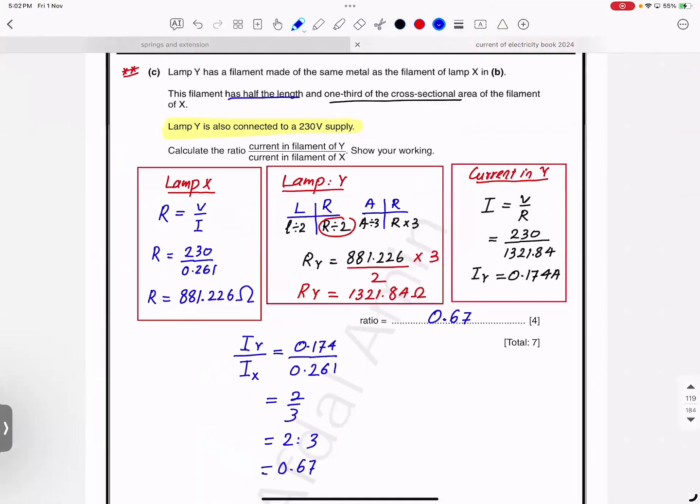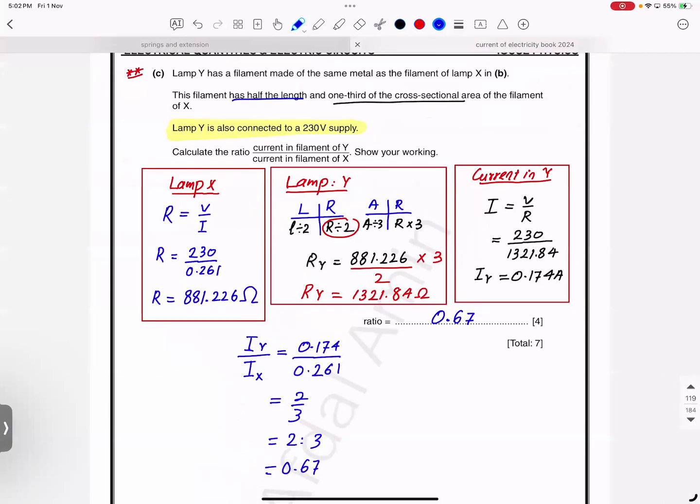Choice is yours. Before I did the question, I told you to put double star on this question. So you can review this, you can rewatch whenever you want. This is the proper way. First we found the resistance of X. Using the length and area factor, we found the resistance of Y. Then we found the current. And after finding the two currents, we divided them and got their ratio. Next question.